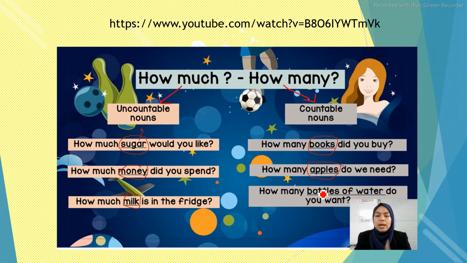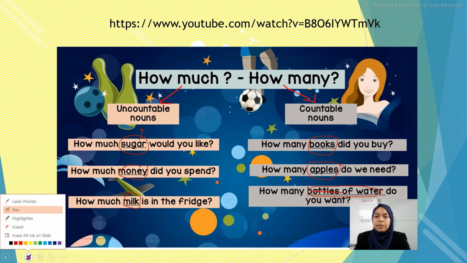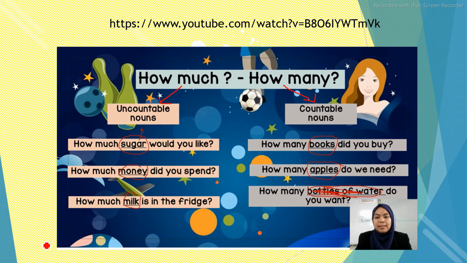And last one, how many bottles of water do you want? So, what is the difference of bottles of water dengan water je? Water, you cannot count. But when you put bottles of water, you can count. Boleh kira botol tu kan? So, you use how many bottles of water do you want? Tapi kalau tinggal water saja, it becomes uncountable. So, how much water do you want?